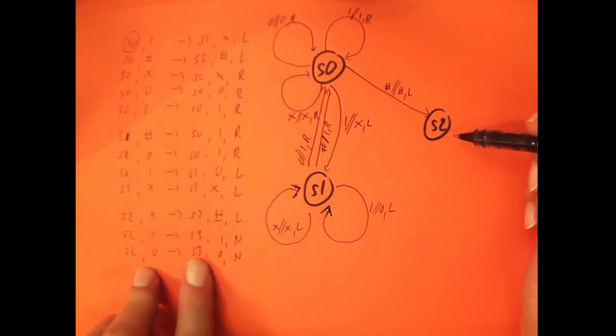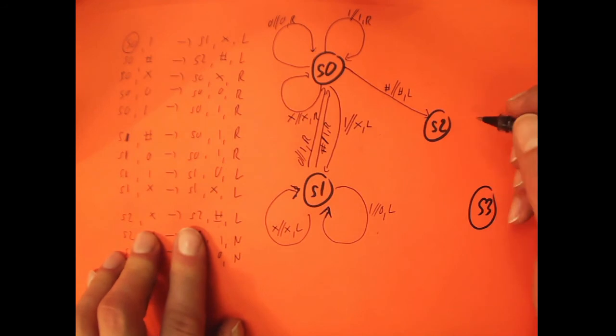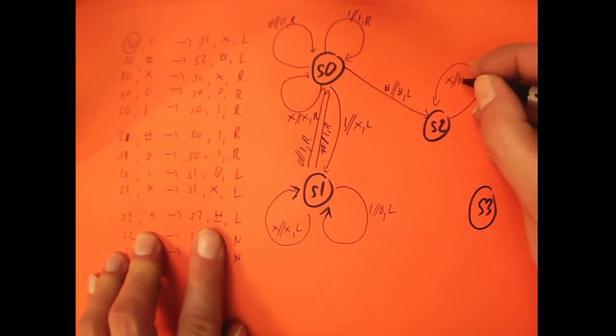In state F2 we can change to state 3. So therefore we need another state. Let's paint it here. So the state S3. In the first situation we keep the position. So we do this. And we read an x, write the blank symbol and go to the left.